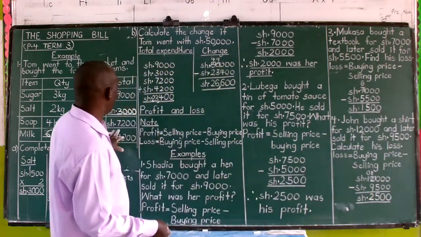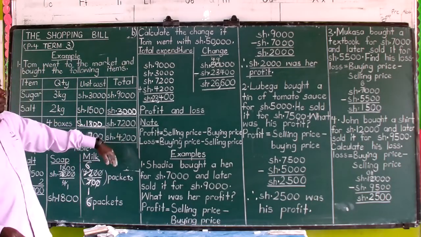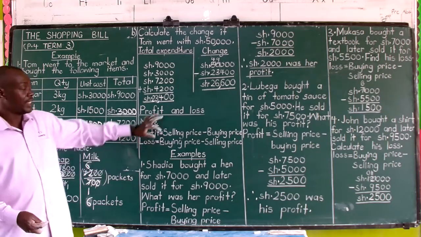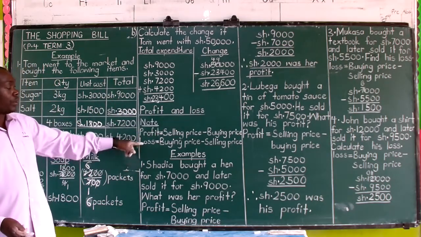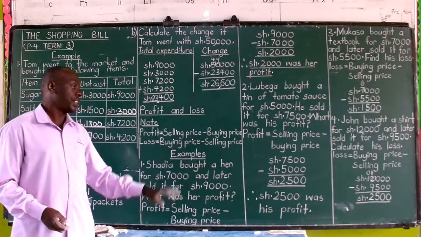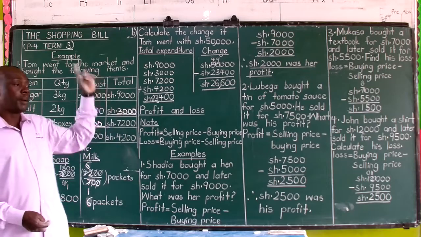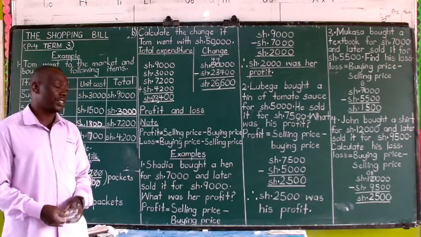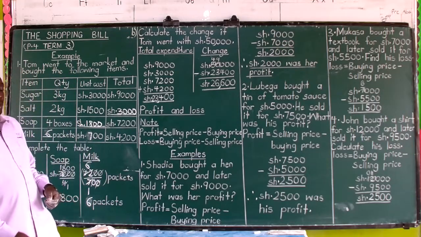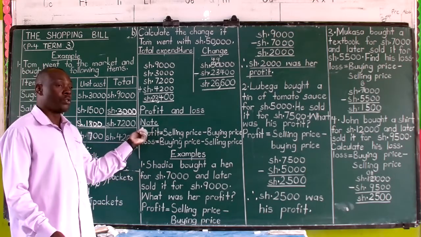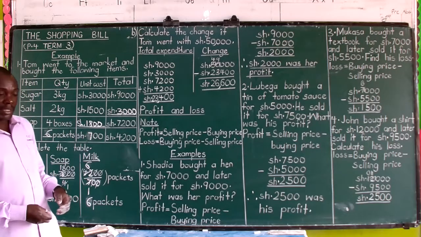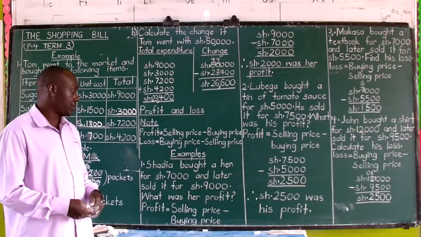So learn these two formulae, note them. Profit equals selling price minus buying price, because then the selling price is higher. Then look at the loss. Loss is equal to buying price minus selling price, because in this scenario, the buying price is higher than the selling price. So that is it. Now look at the examples which we use to find either profit or loss, depending on the numbers that will have been brought to you.